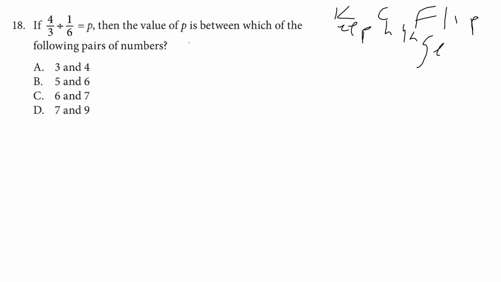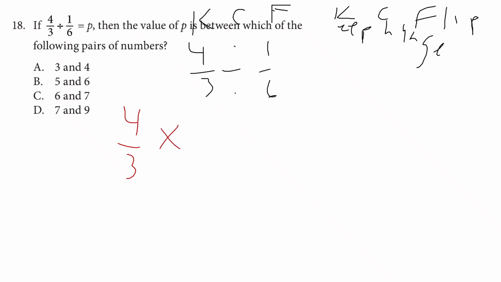So what we're going to do is write our problem here, 4/3 divided by 1/6. We're going to keep that first fraction. We're going to change the order of the operation, and we're going to flip that last fraction to get a reciprocal. So let's do that. So we have 4/3. We're keeping 4/3. We're going to change division to the opposite, which is multiplication, and then we're going to get the reciprocal of 1/6, which is 6 over 1.